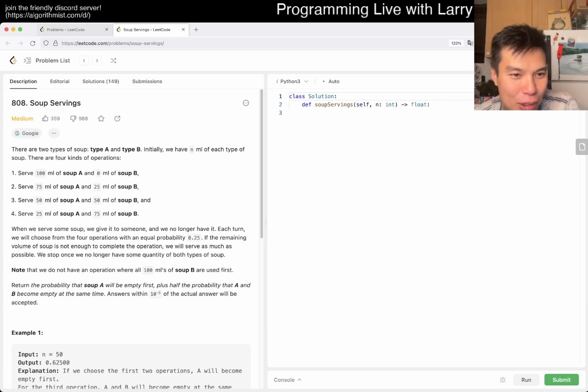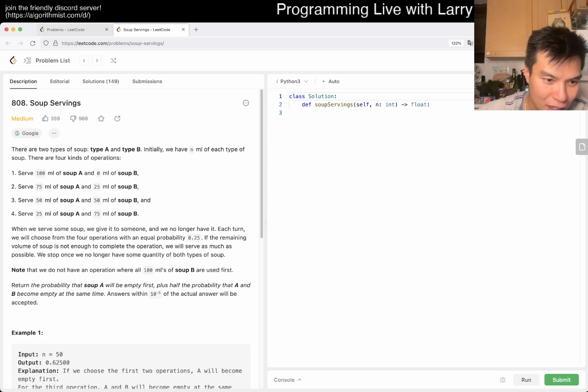Okay, so there are two types of soup, A and B. You have n milliliters of each type of soup. There are 4 kinds of operations. So basically some percentage of each. Oh, you can't do 0% of A and 100% of B. Yeah, and they even tell you in a note. But other than that, I guess in increments of 25%.